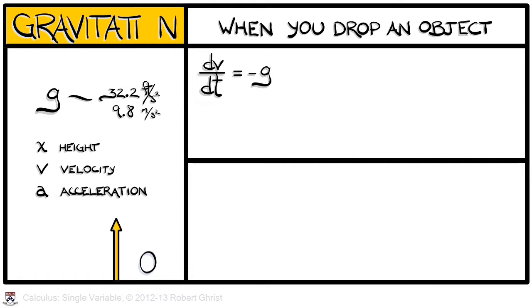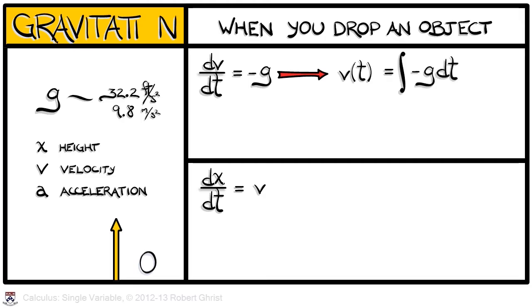Likewise, because we know the relationship between velocity and height, we can write a differential equation for x. dx/dt equals v. Let's solve these one at a time. Both of these are simple differential equations. The first, dv/dt equals minus g, has as its solution v as a function of time, the indefinite integral of negative g with respect to t.